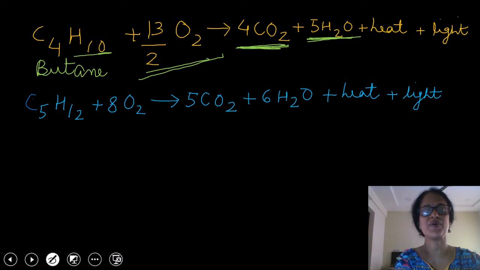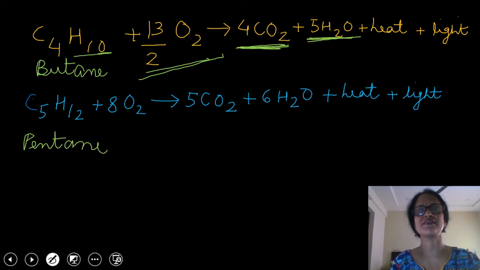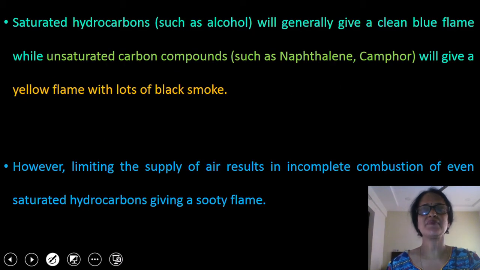The next compound written here is pentane. Pentane is C5H12. And you have to write the combustion reaction for pentane on your own with the help of the trick which I told you just now. After discussing the combustion reaction in detail, I want to tell you a few important points regarding combustion. There are 2 types of hydrocarbons. A detailed description of these hydrocarbons I have already done in my previous videos.